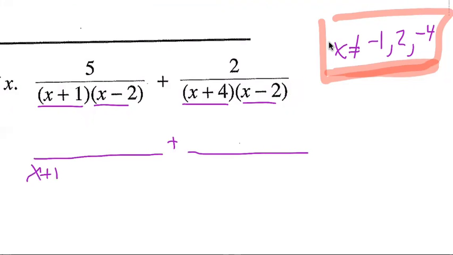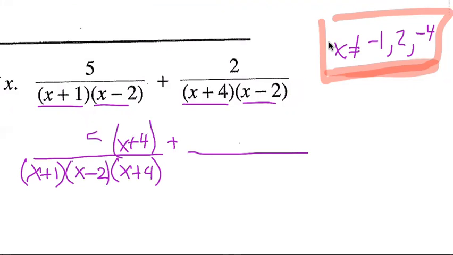x plus 1 was already here. x minus 2 was already here. And I need to add in x plus 4. If I'm adding it in the denominator, I need to add it in the numerator. Remember, the 5 was already there.